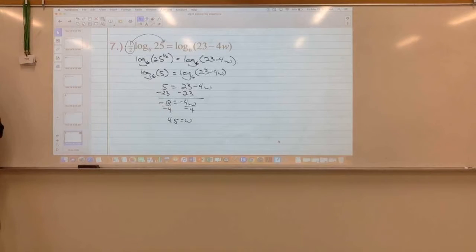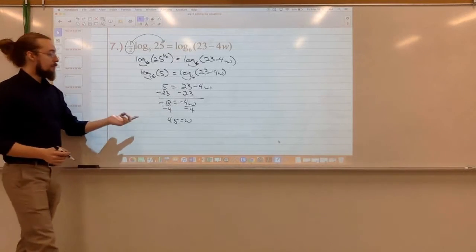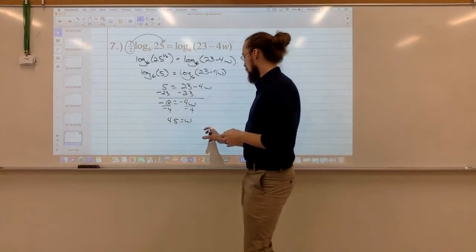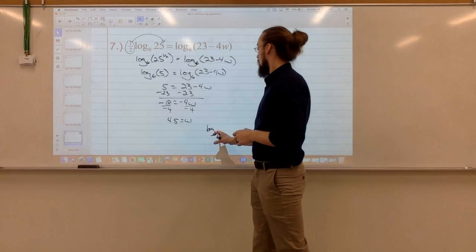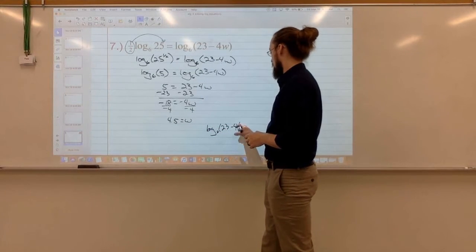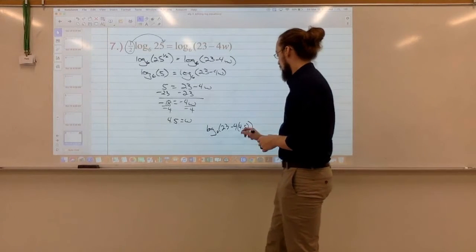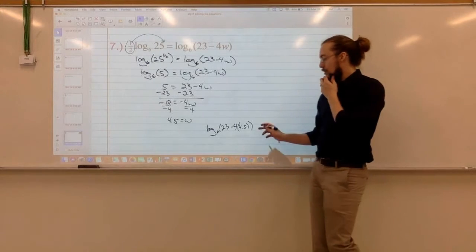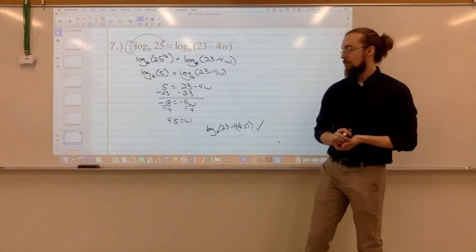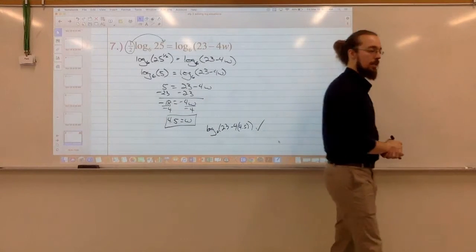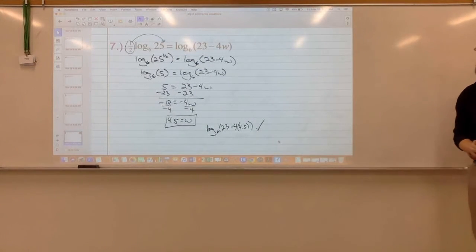Then we would need to plug it back in, so I would only need to plug it into the right side since that's my only w. So log base 6 of 23 minus 4 times 4.5. This is a positive value if we plug that into the calculator. So that works. So 4.5 is a legitimate solution. You okay with that one?